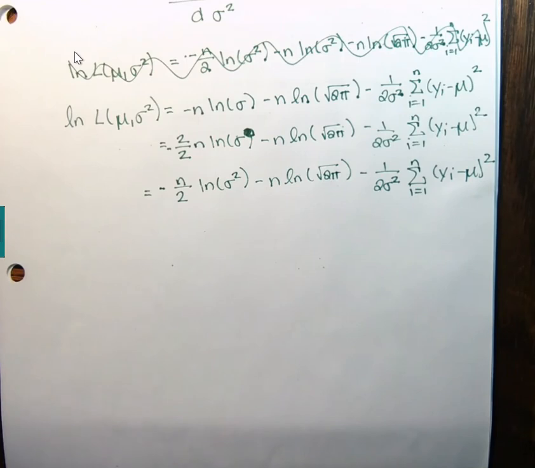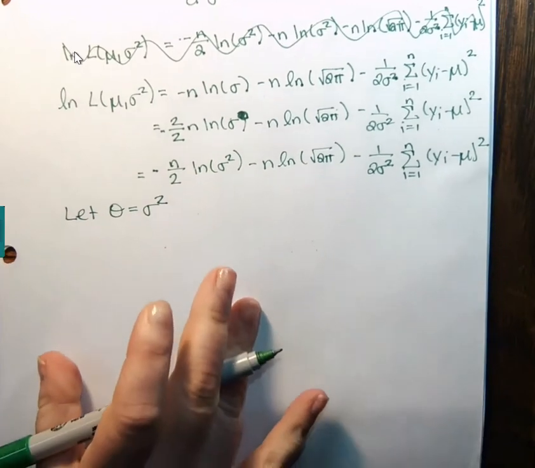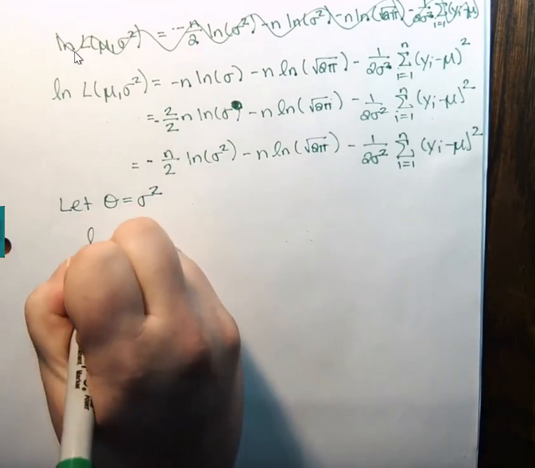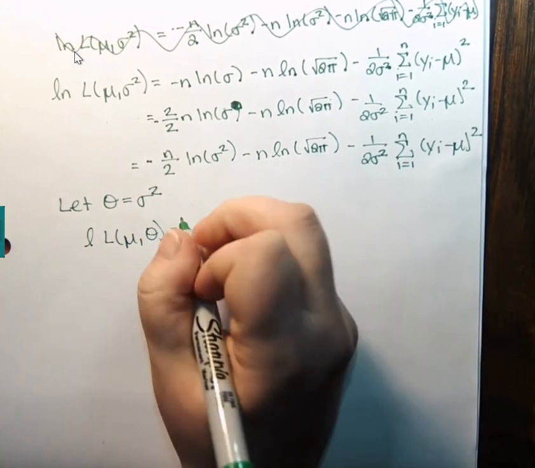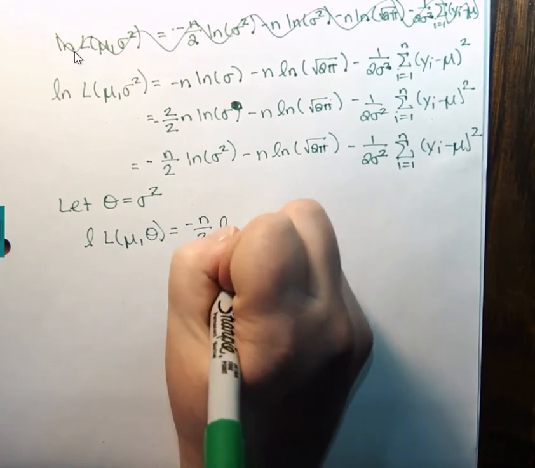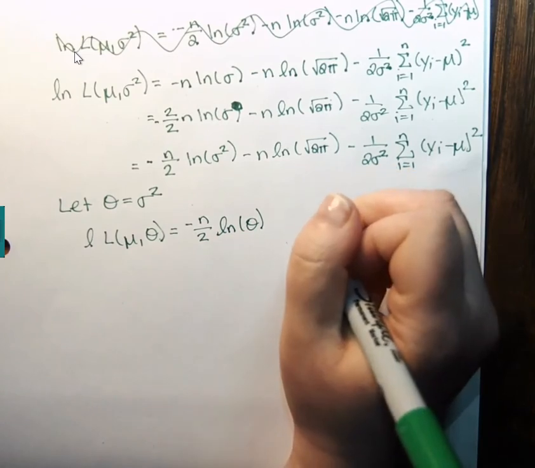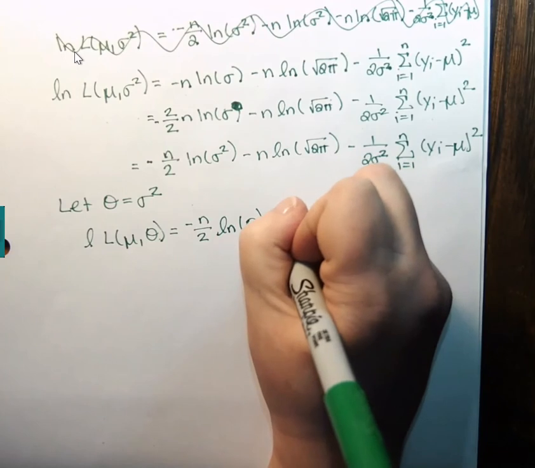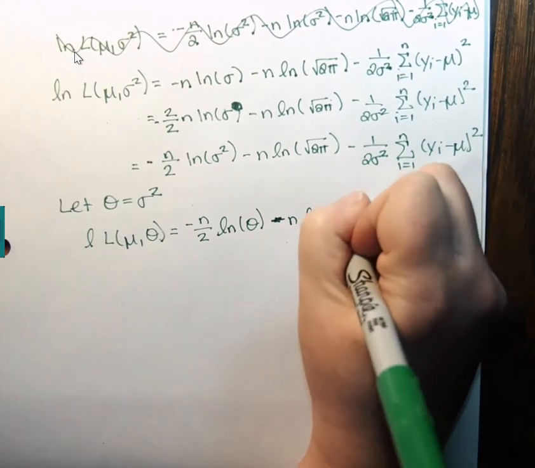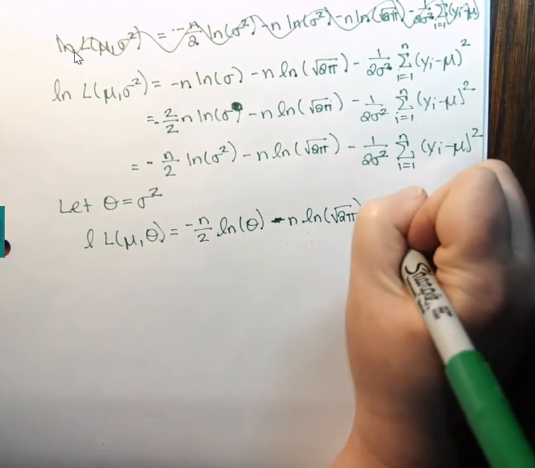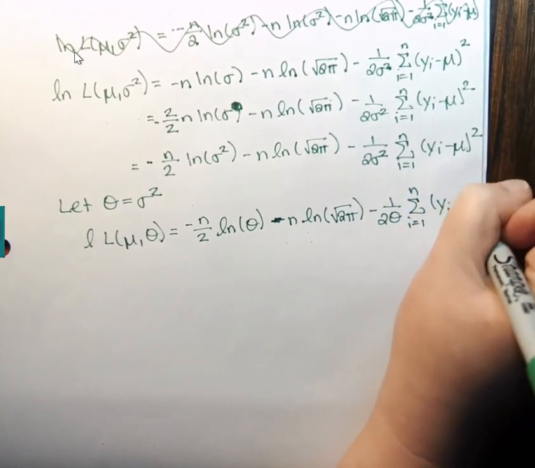And so what I'm going to do is let theta be equal to sigma squared. And so that's going to give me the log likelihood of mu and theta equal to the following. I'm going to have negative n over 2 natural log of theta minus n natural log again square root of 2 pi minus 1 over 2 theta times the sum i equals 1 to n (y_i minus mu) squared.